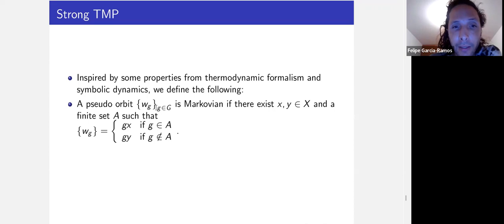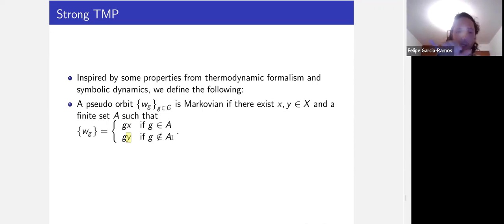So we are going to say that w_g, this sequence indexed by the group, is Markovian if there exist two points, x and y, and a finite set A, such that w_g is equal to x inside A and is equal to y outside of A. So in a sense, this pseudo-orbit only has finite jumps.